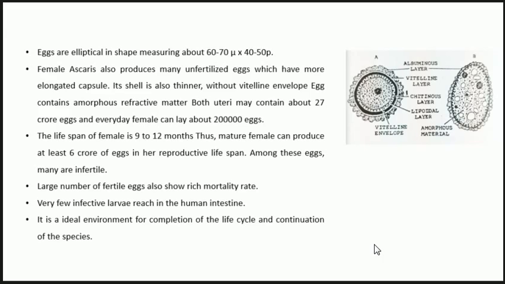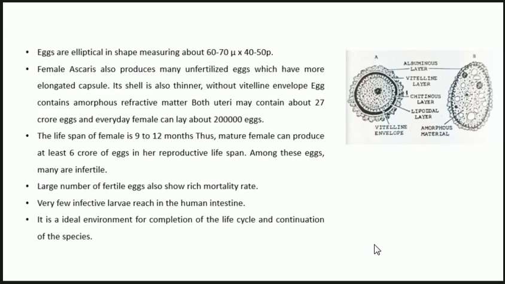The reason is that a lot of eggs are lost and the parasite may not find another host. That's why, to increase the chances of infecting other hosts, the number has been increased. What is the lifespan of the female? 10 to 12 months. So a mature female can produce at least 6 crores of eggs in her reproductive life.